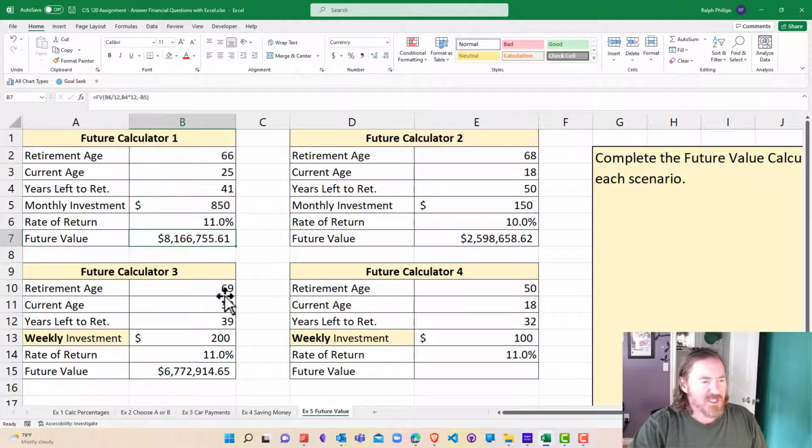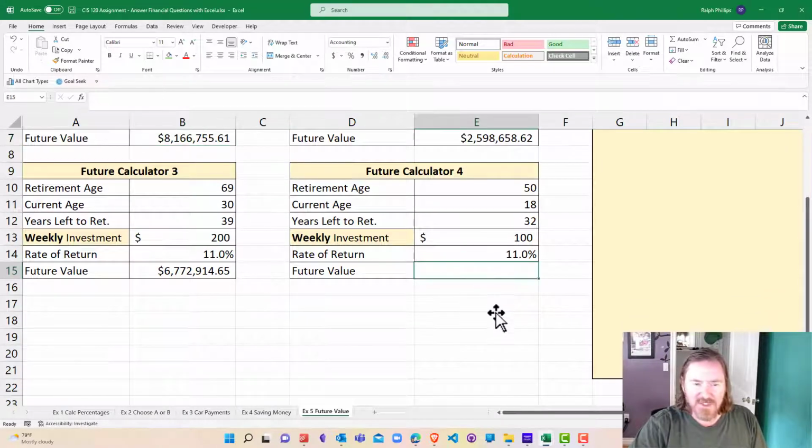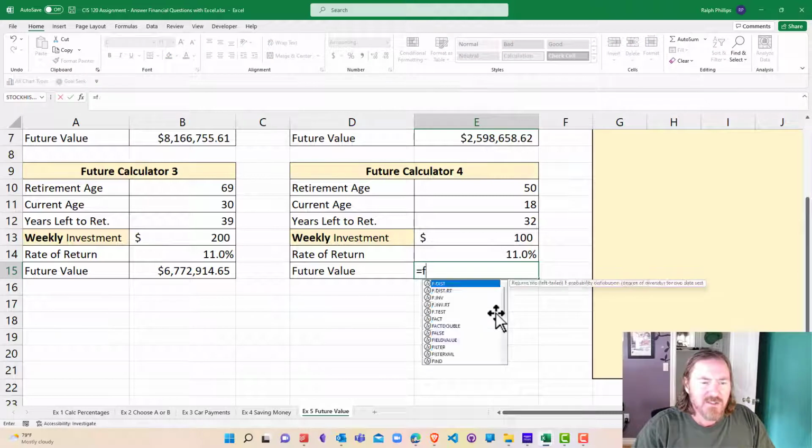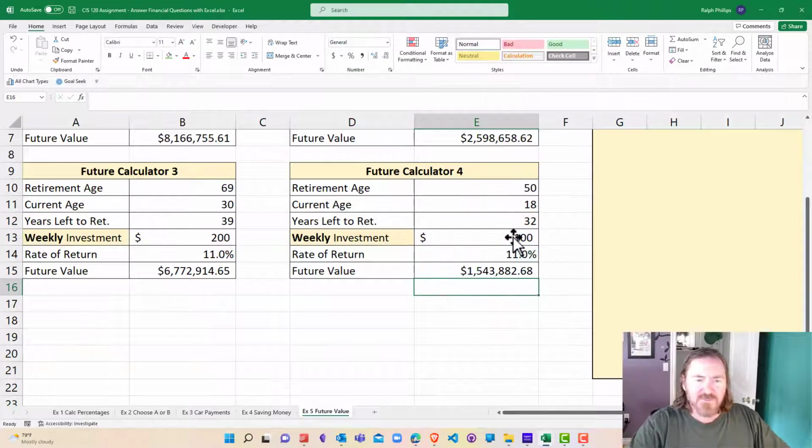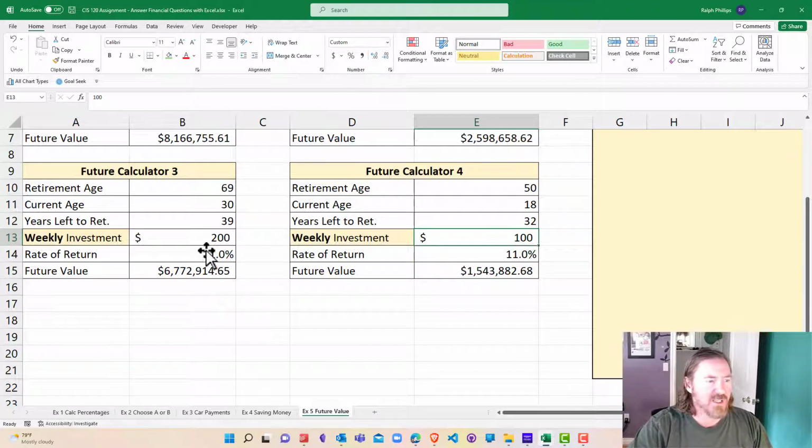So, all right, so we've got that information. We should be able to do the same thing over here. I'm gonna just rewrite it. Future value, parentheses, the rate, annual rate divided by 52 weeks per year, comma, number of years times 52 weeks per year, comma, negative version of our weekly investment, closing parentheses, enter, 1.5 million. Remember, this person's only putting in $100 a week, whereas this person was putting in $200 a week.